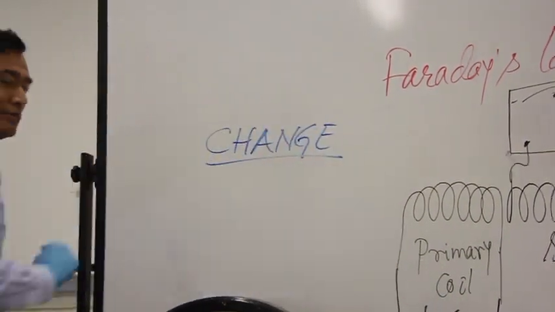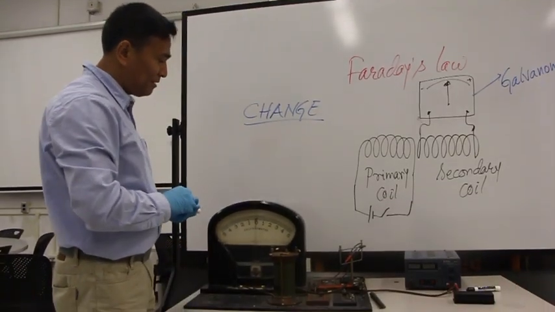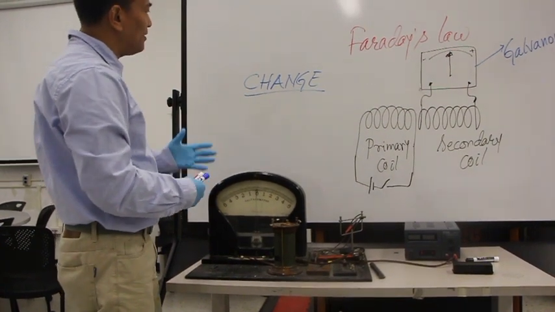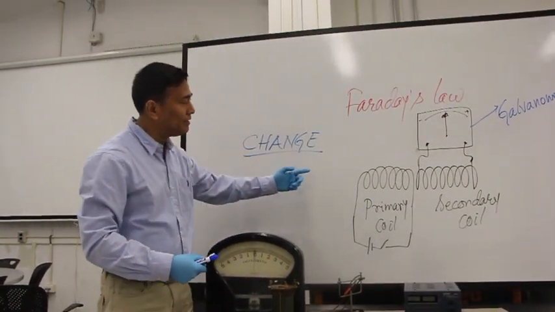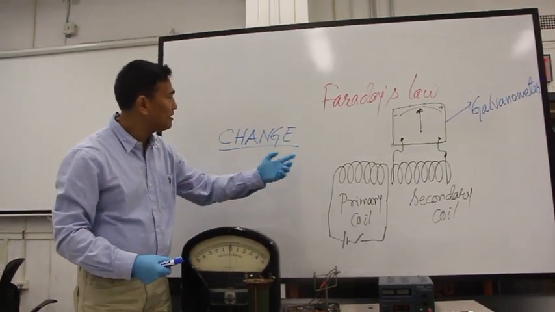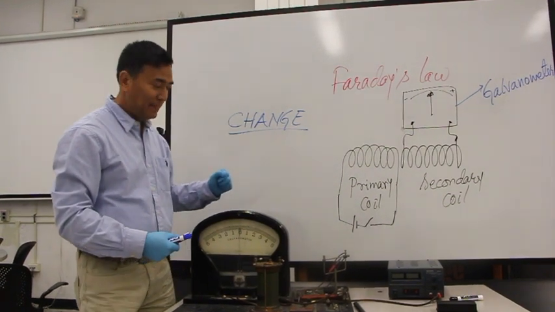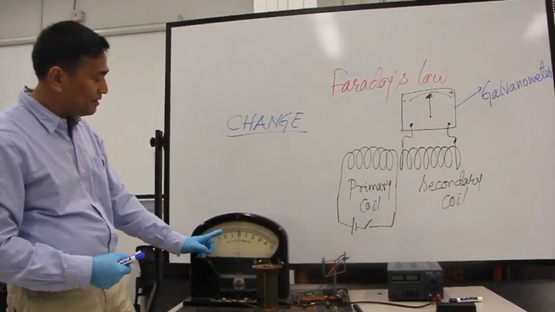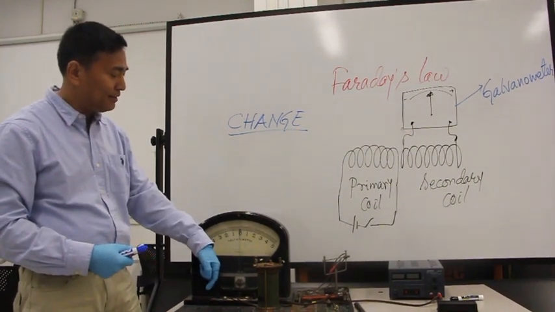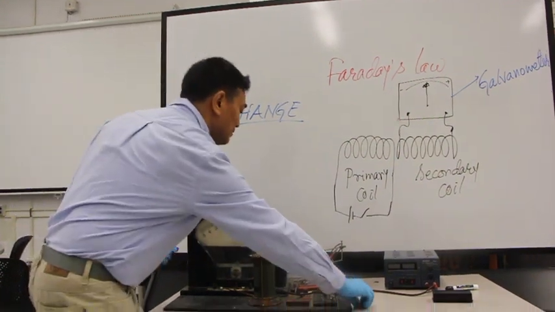Change is the key word here. So let's go back again. There is a change in the magnetic field in the secondary coil when there is current or not. And there is a change in the magnetic field in the secondary coil when I move the magnet. And remember, the direction of the currents are opposite when I insert the magnet and remove the magnet.